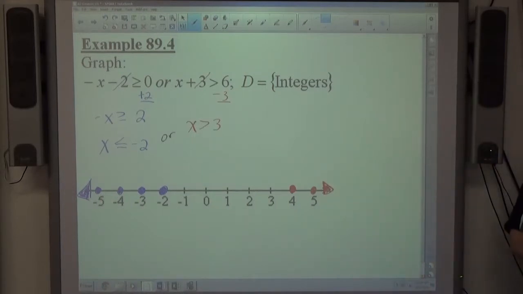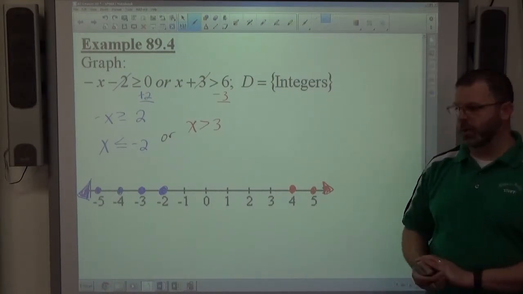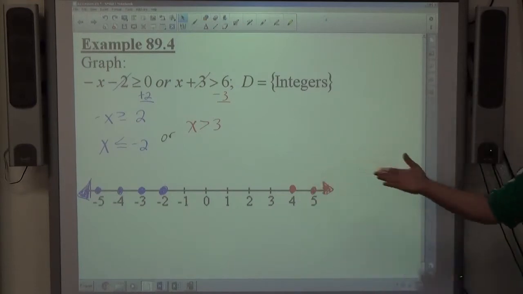Do not put open circles on an integer graph. I only put closed circles. There's always a first integer that makes it true. That's the one you're going to start with. All right. That would be the answer to that.